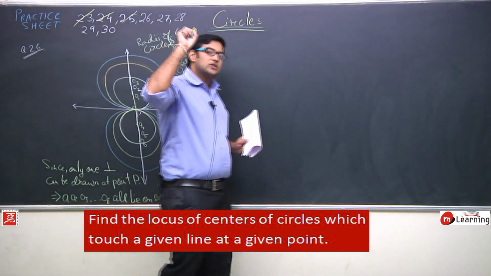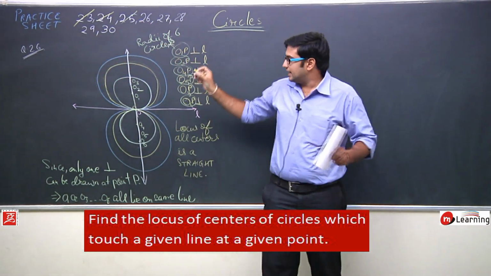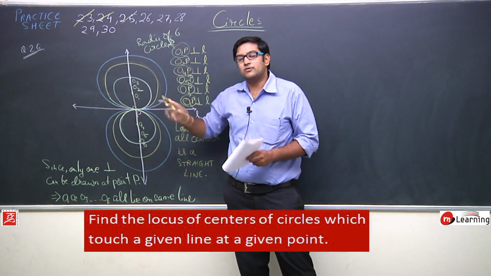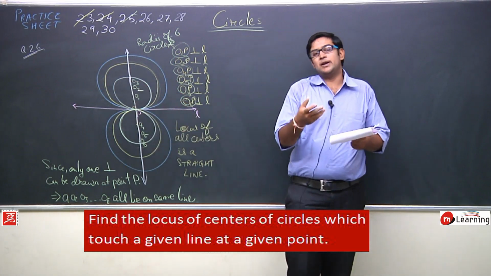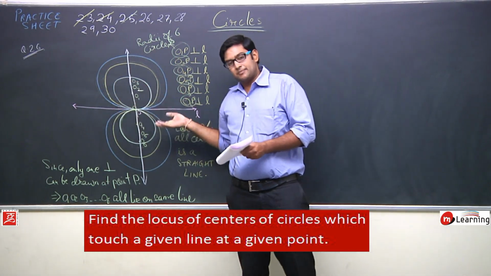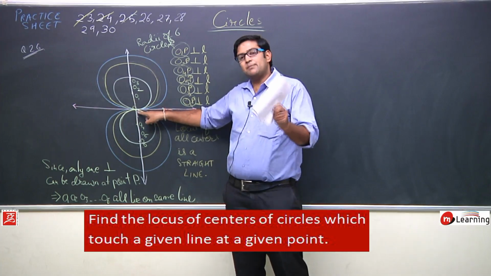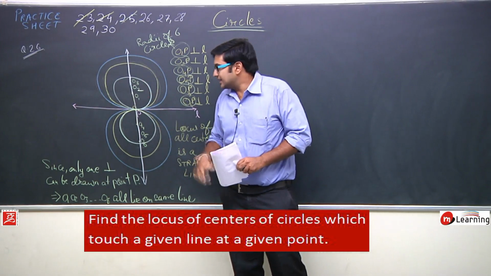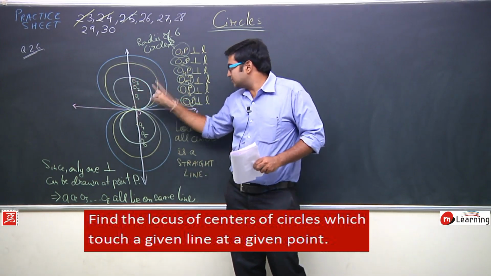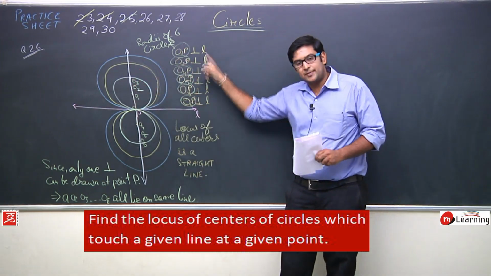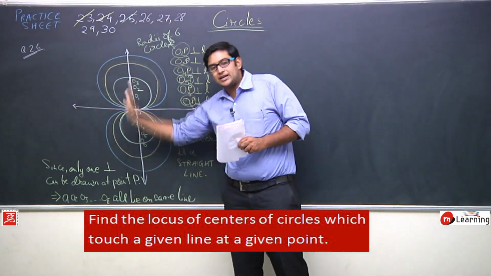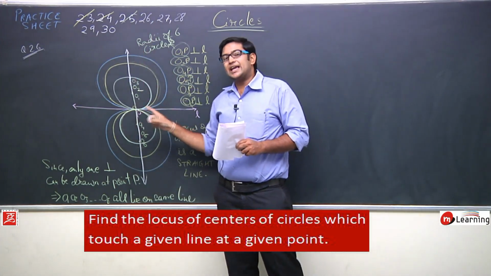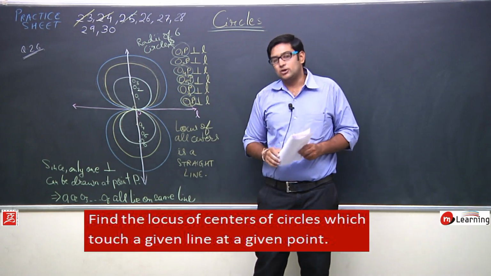Okay, what I have said, if I draw 6 circles or infinite circles like this, the line joining the center of the circle and the point of contact will always be perpendicular to this particular line L. But at this single point P, I cannot have multiple perpendiculars. Hence, I will say that all these perpendiculars lie on the same line, because at single point P, I can have only one perpendicular.